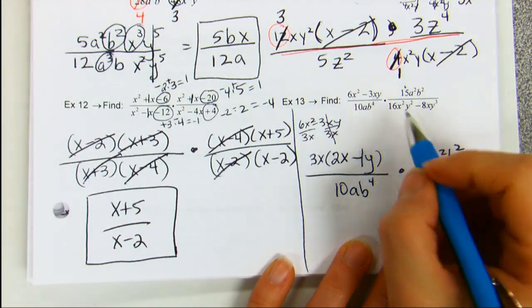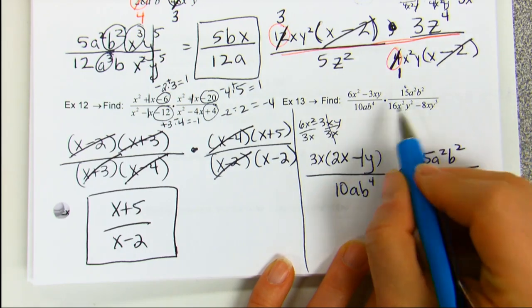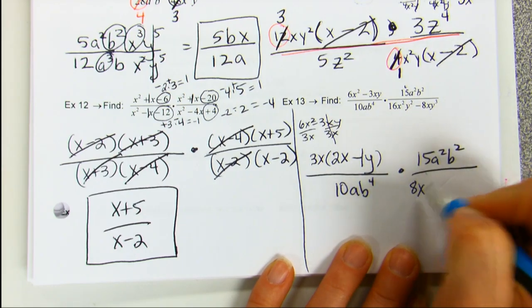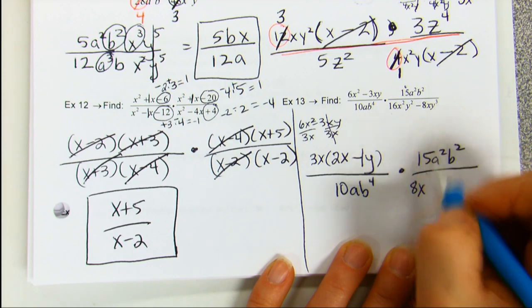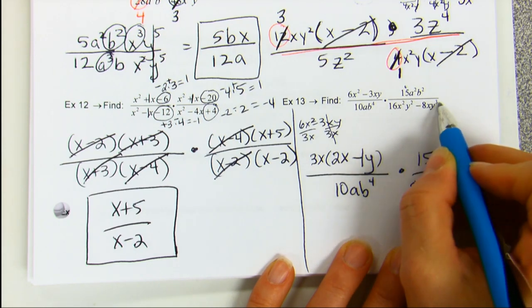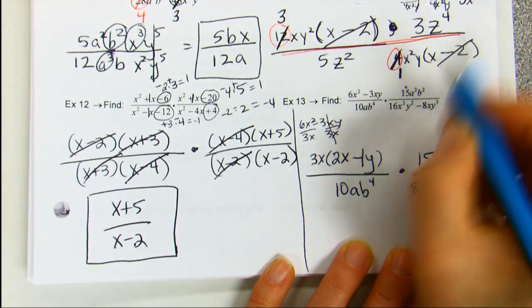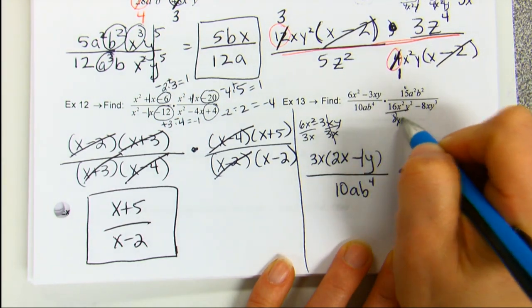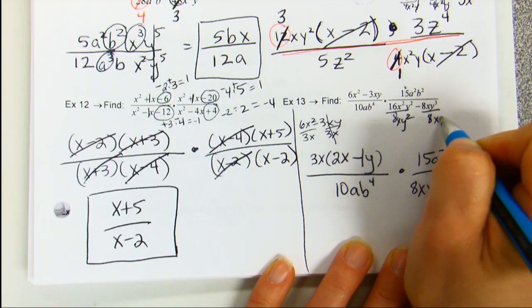They're separated by a minus sign. It's a binomial. So we can pull out an 8 because they both can be divided by 8. They both have an x, the smallest being x, and they both have a y squared, the smallest being y squared over y cubed. So you can show that division of the 8xy squared.